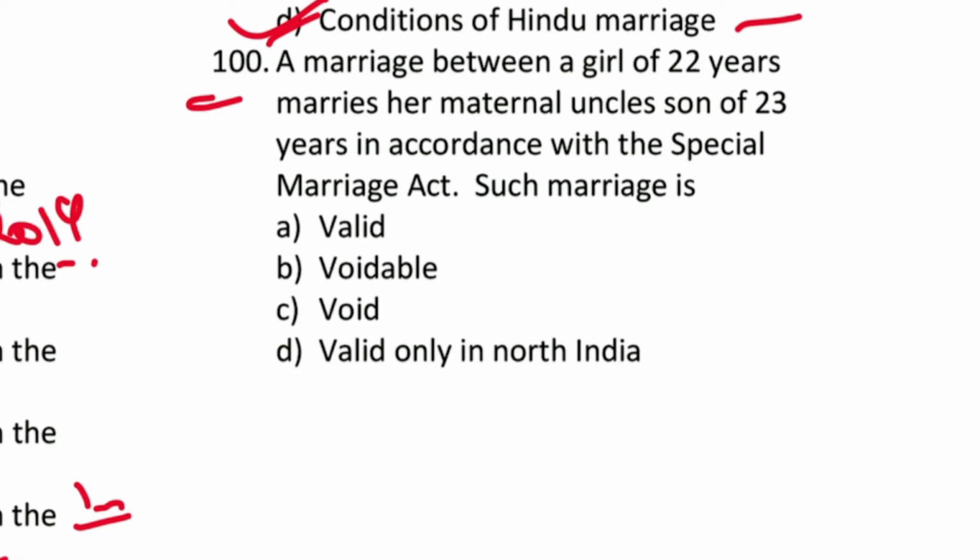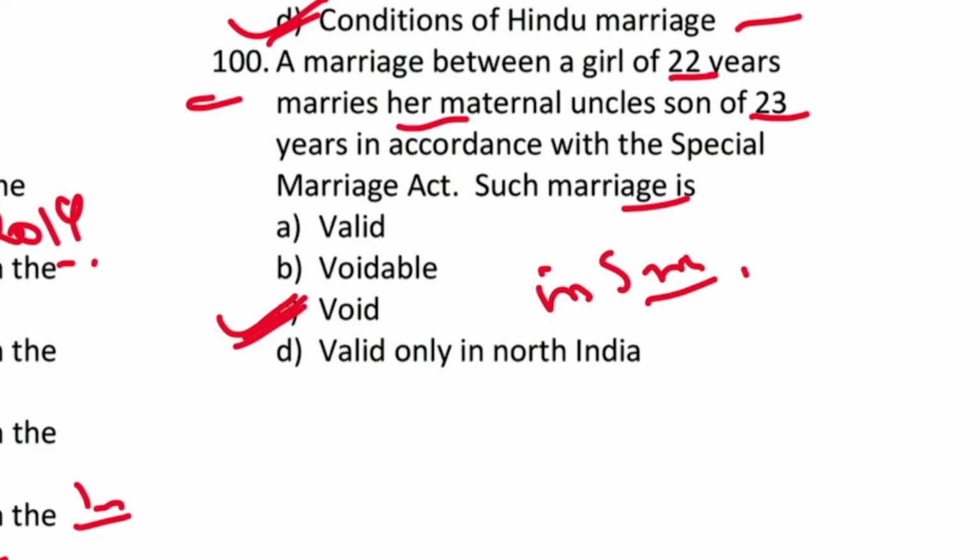Next 100, a marriage between a girl of 22 years and her maternal uncle's son, 23 years old, in accordance with the Special Marriage Act. Such marriage is void. In sapinda और in prohibited degree आ गए ना तो void हो जाएगी ये. C is the answer. कंडीशन जो लिखी हुई हैं सेक्शन 5 में वहाँ पर है ना ये इसमें.